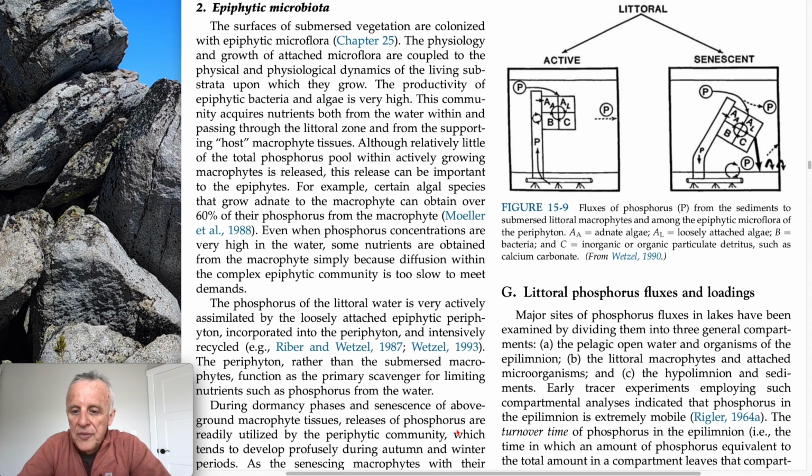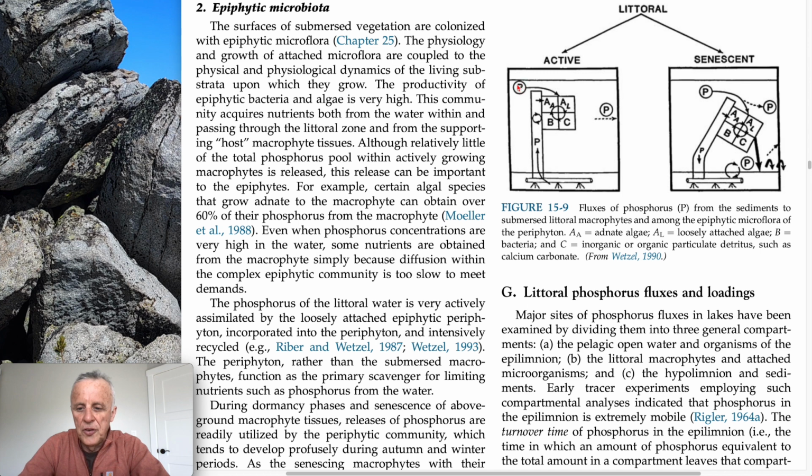So let's look at figure 15-9 here. Fluxes of phosphorus from the sediments to submerged littoral macrophytes and among the epiphytic macroflora of the periphyton. A, adnate algae; Al, loosely attached algae; B, bacteria; C, inorganic or organic particulate detritus, such as calcium carbonate. So this is the active phase, and this is the senescent phase. So this is where the macrophyte is dying and falling off, pretty much.